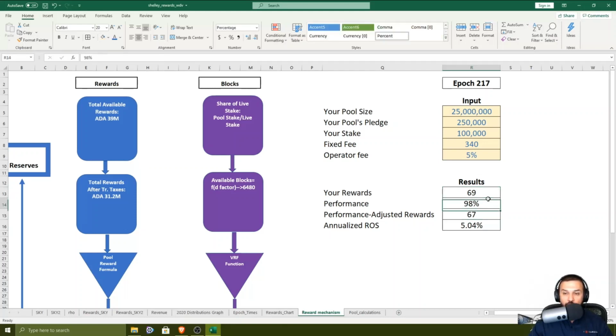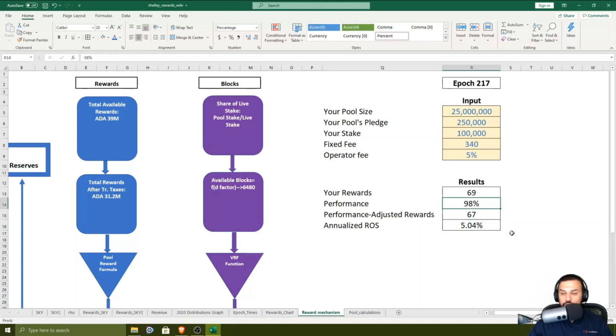Now, pools don't always perform at 100%. Sometimes they do less, sometimes they do more. So in this case, we're saying that the pool performed at 98%, which gives us performance-adjusted rewards of 67 ADA for your 100,000 ADA. And that basically translates into an annualized ROS of 5.04.